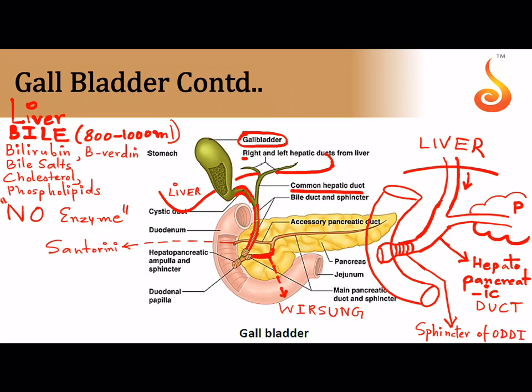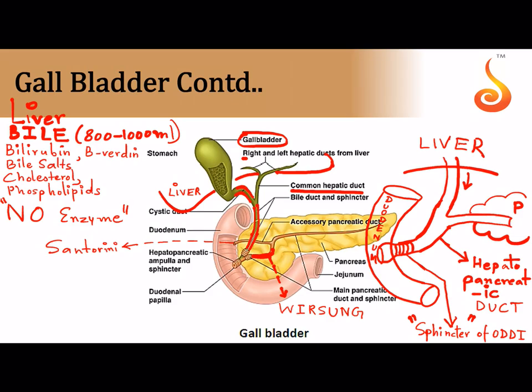Okay, so the common hepatopancreatic duct opens into which part of the intestine? This is the duodenum. This curved portion, the C-shaped portion of the intestine, is called the duodenum. It opens into the duodenum, and at the point of opening, it is guarded by a sphincter, a ring of muscles that is referred to as the sphincter of Oddi.